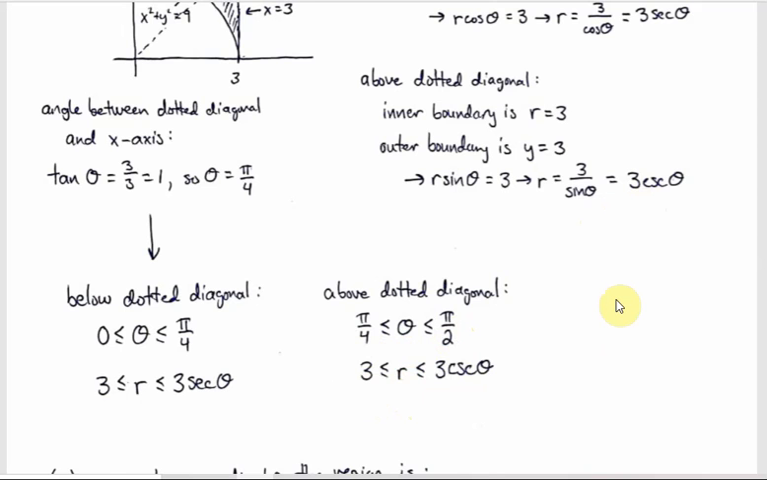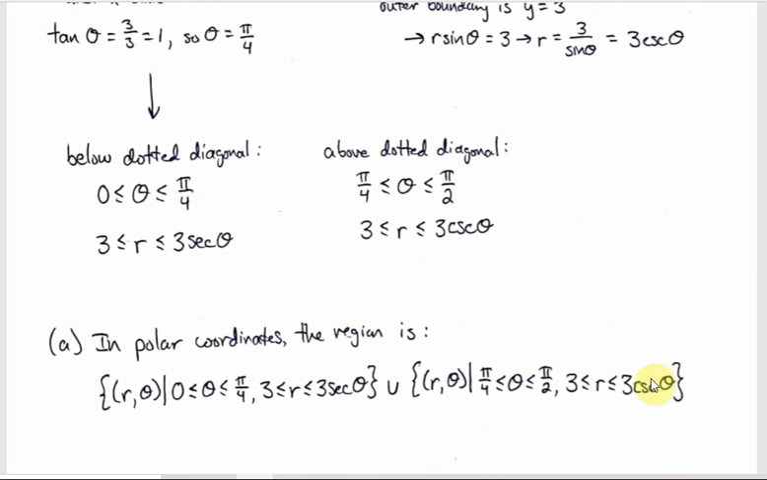Okay. So then in polar coordinates, if you wanted to write it in set notation, basically it's just the union of these two things. So on the left, that set is just the below the dotted diagonal, right, where I've got theta between 0 and pi over 4, and then r between 3 and 3 secant theta. And then this one over here is above the dotted diagonal. And you can tell just from the theta bounds, right? Pi over 4 and pi over 2. So okay, well, that's expressing the region using polar coordinates.